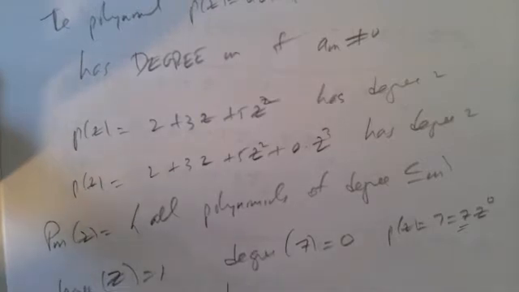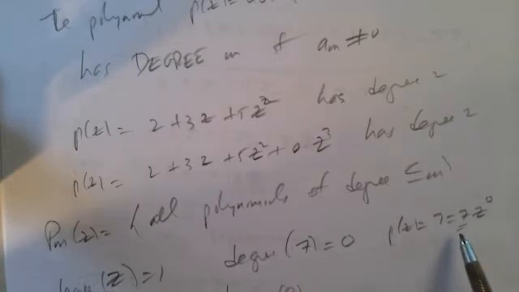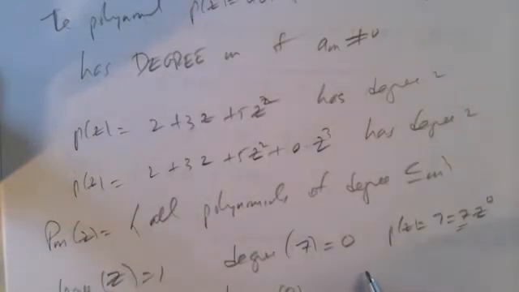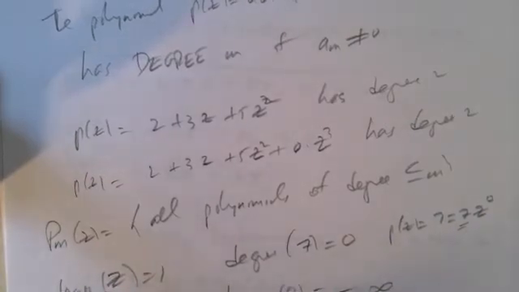But what about the constant polynomial 0? That doesn't fit into this because there's no coefficient in the polynomial that's non-zero. So we say the degree of 0 is minus infinity. Some people don't like minus infinity. They say it's undefined, but either one will work equally well for us.